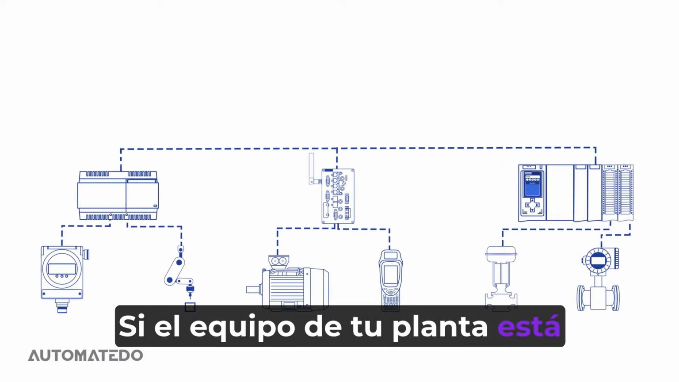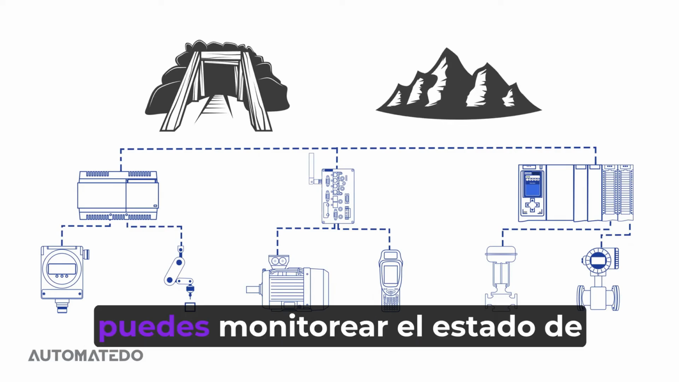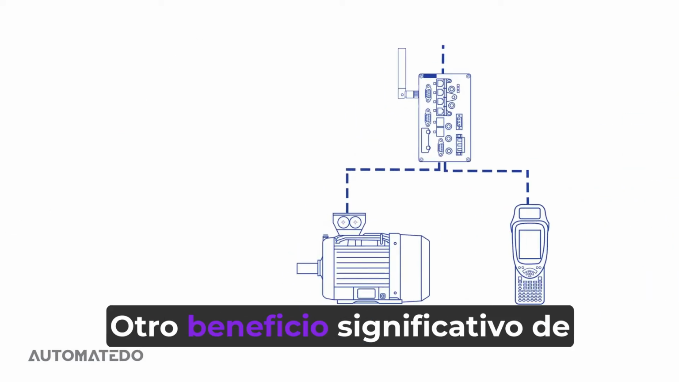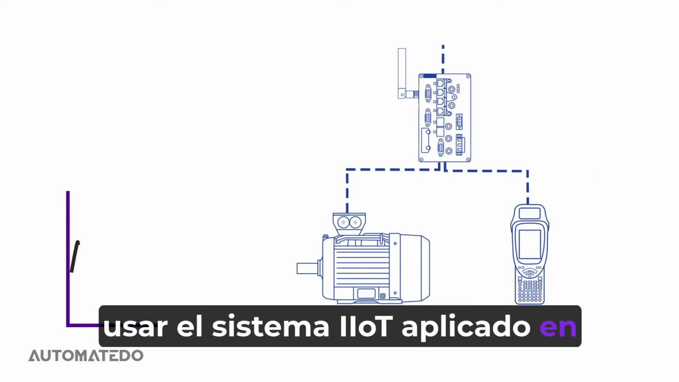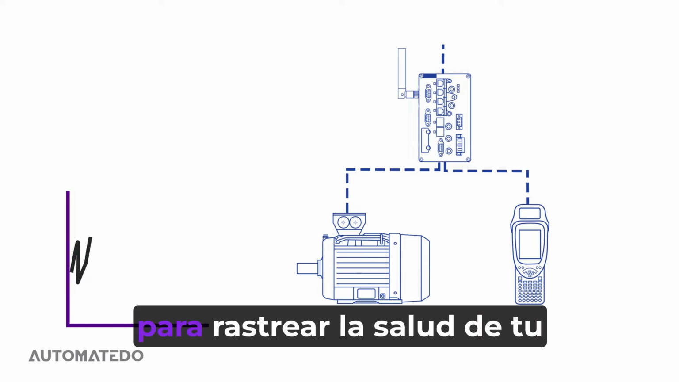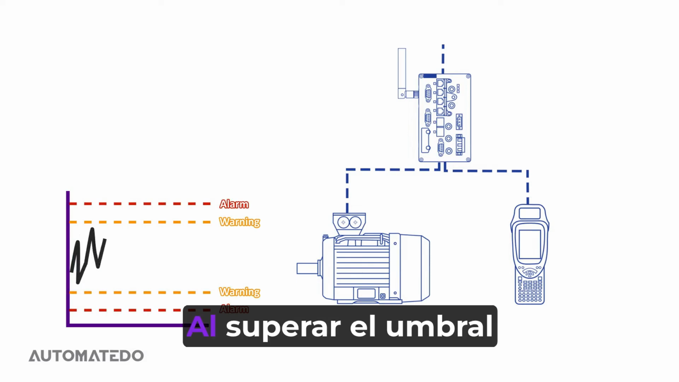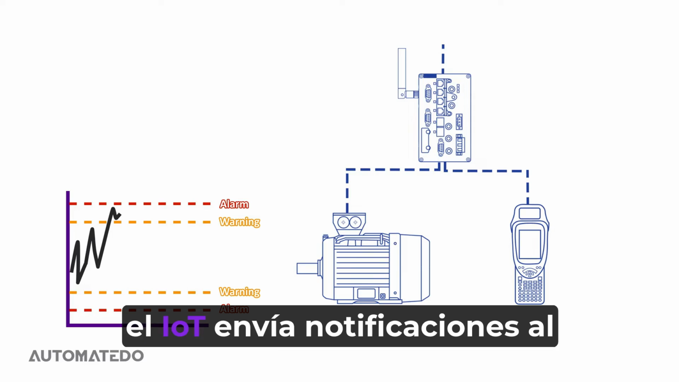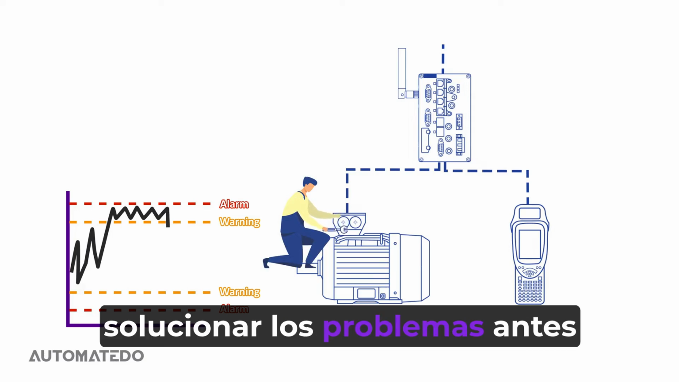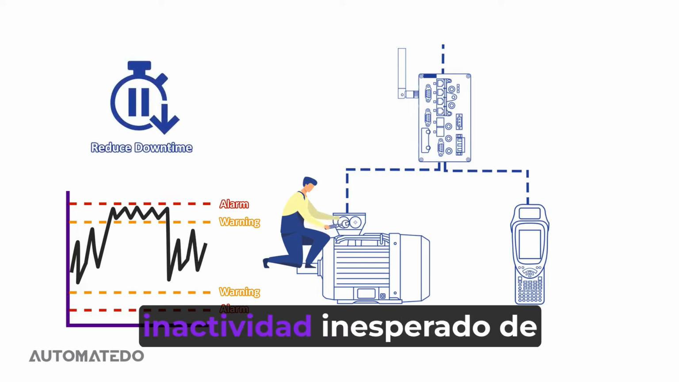If your plant equipment is located in areas such as deep in a mine or among a valley in the mountain where it is hard to access, you can monitor your equipment status using the Industrial Internet of Things. Another significant benefit of using the IoT system applied in the industry is predictive maintenance. In this method, the IoT monitors attributes to keep track of your equipment's health and set warning and alarm thresholds. Upon exceeding the warning threshold, the IoT sends notifications to the maintenance team to schedule a service for a particular machine and fix the issues before the equipment failure occurs. This way, you can decrease unexpected plant downtime.